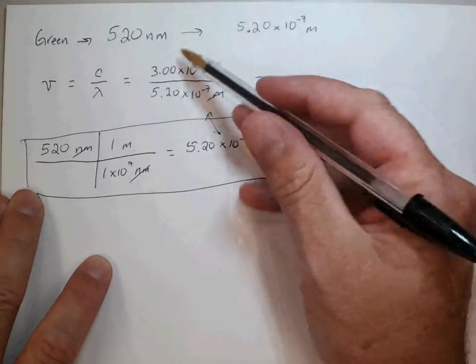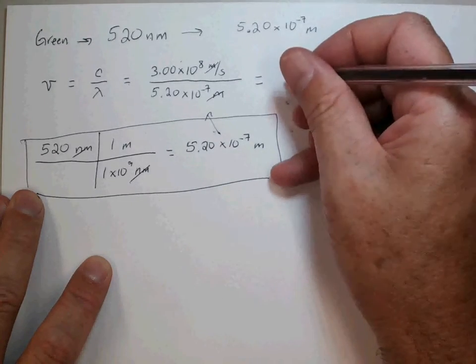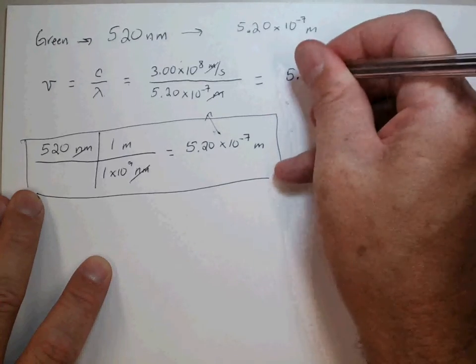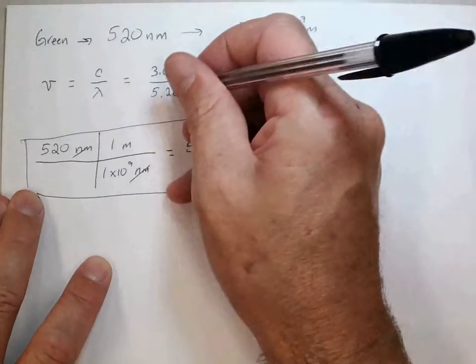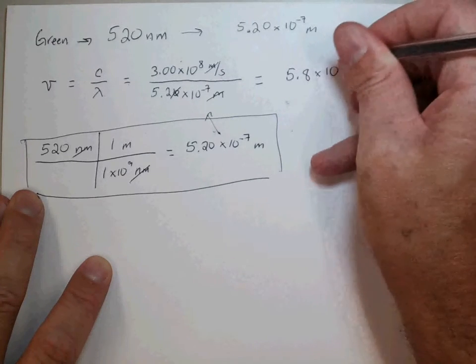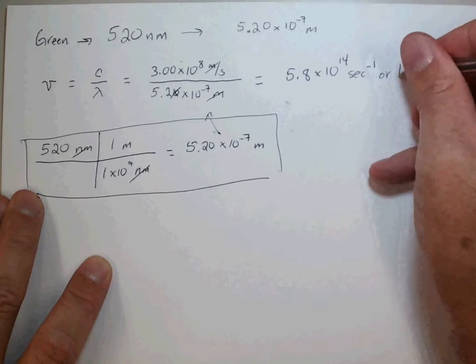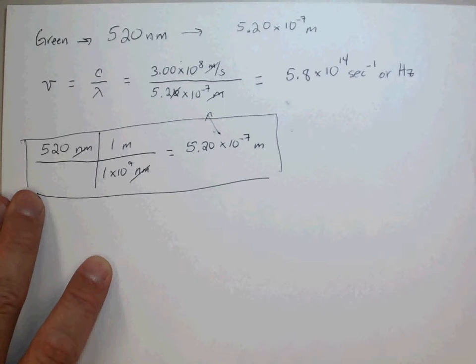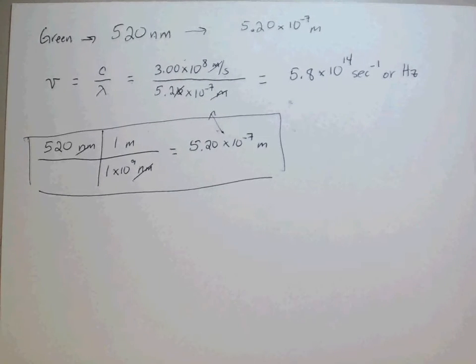Okay, and I'm going to take 3 times 10 to the 8th, divide it by 5.2 times 10 to the negative 7. If we do that on our calculator, we get 5.8 rounded to 2 significant figures. Oh, I have 3 sig figs. Actually, I shouldn't have put this one. That's not significant. So 5.8 times 10 to the 14 inverse seconds, which you can either write as this or you can write as hertz. And that's how we do a problem converting from wavelength into frequency.